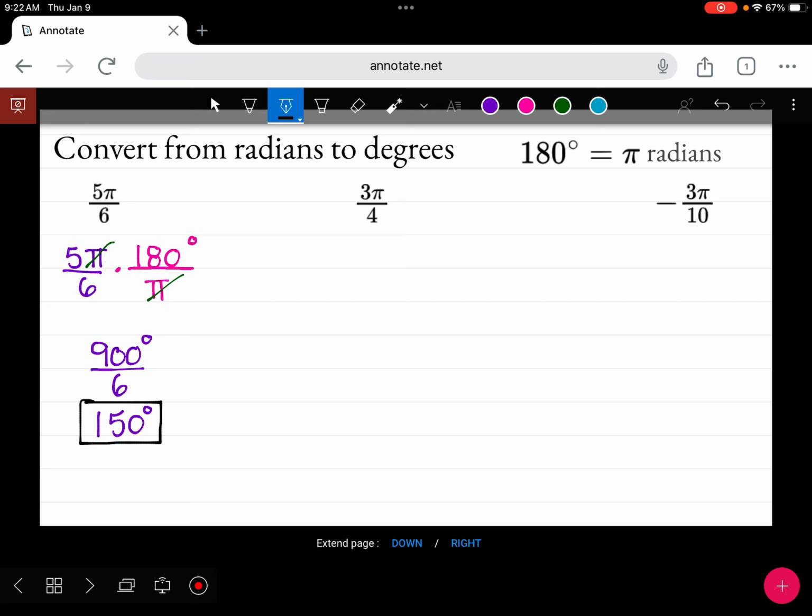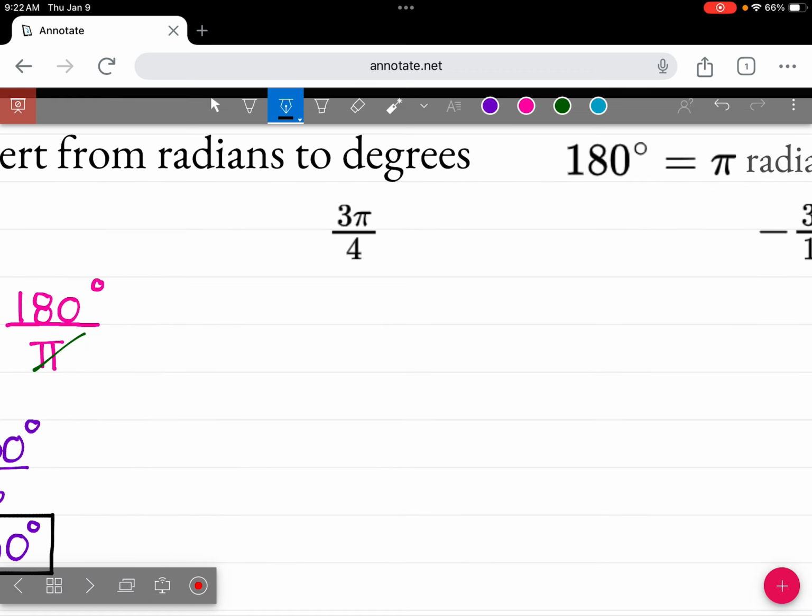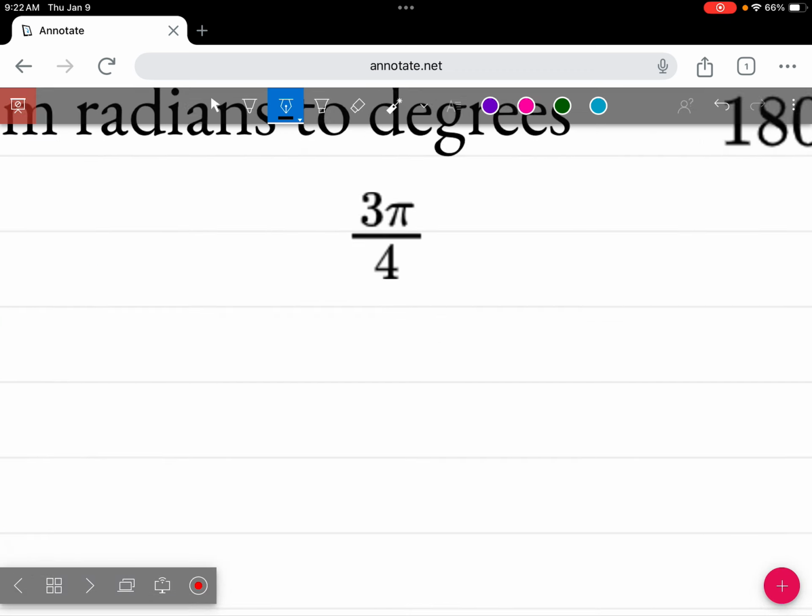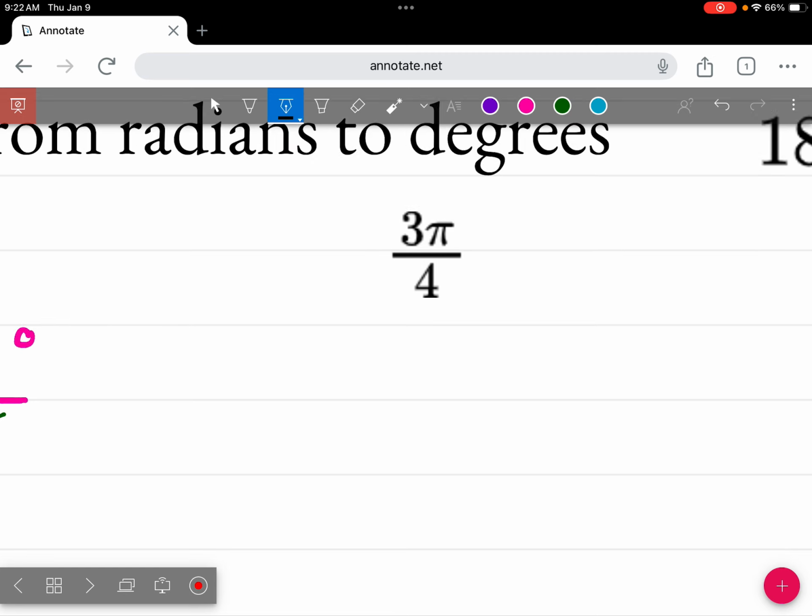Okay, not too bad calculation-wise. We can do these. They're weird, but mathematically they're not too awful. So 3 pi over 4, same vibe.